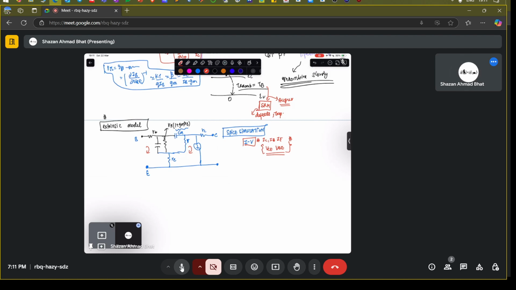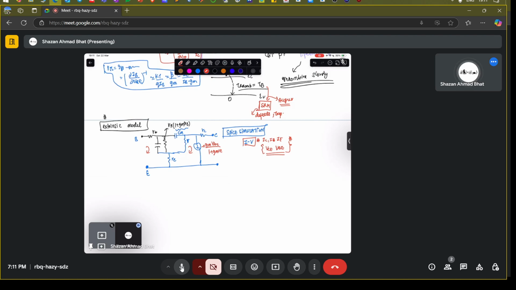Okay, so now, how is the gm? In this particular case, the current will be gm times VBE divided by 1 plus gm times RE. Pardon me, this is actually a capital VBE.